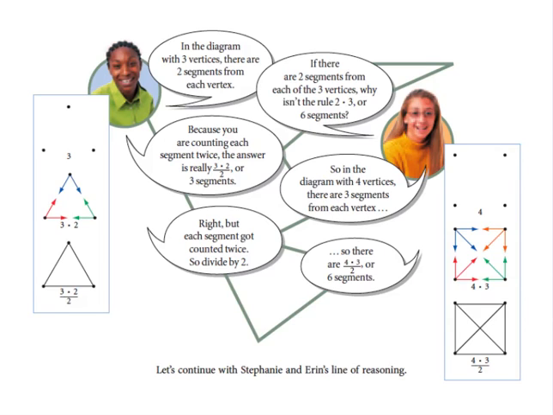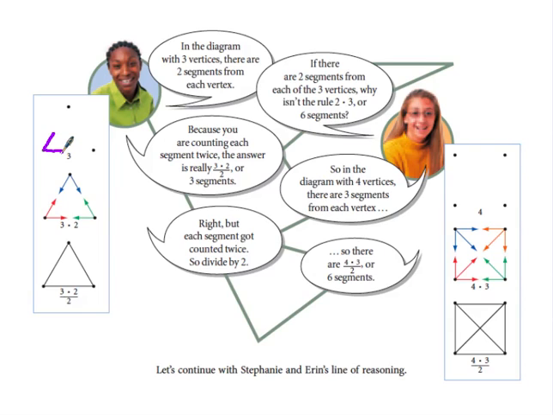Now this is taken from your book. It's on page 110, so you can kind of follow through the reasoning here. So let's start up here with Stephanie. She says, in the diagram with 3 vertices, there are 2 segments from each vertex. Now when she says segments, she means this and this. That is 2 segments. Okay?